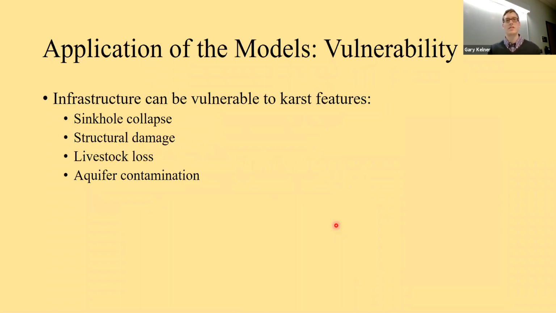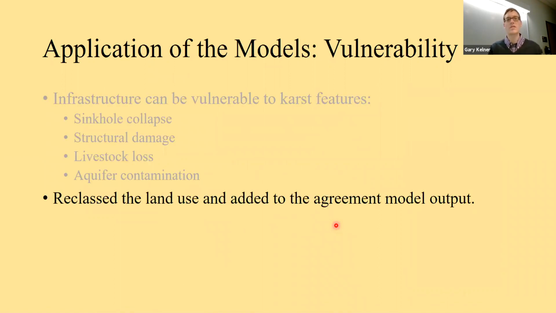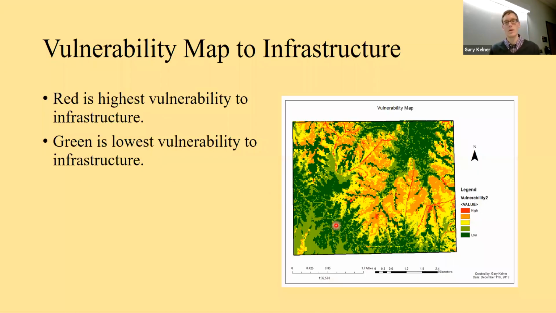These models can be applied to vulnerability. Infrastructure can be very vulnerable to karst features. You can have sinkhole collapse, structural damage, livestock loss, as well as aquifer contamination. This was created by reclassing the land use and adding it to the agreement model output previously stated. Looking at the vulnerability map to infrastructure, as shown in the photo on the right, the red shows the highest vulnerability to infrastructure, and the green areas show areas of lowest vulnerability to infrastructure.